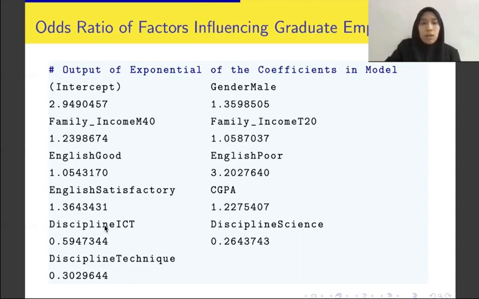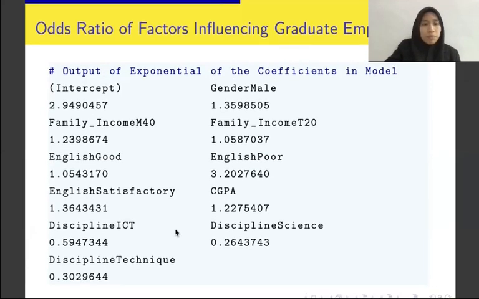For CGPA, the only continuous independent variable in our analysis, we can see that it gives an odds ratio of 1.2275. This means that for a unit increase in CGPA, there's 22 or 23% more chance for graduates to be employed. This shows that academic achievement is still very important, and it is still a significant criterion for employment, where employers still seek this quality, that is academic achievement.